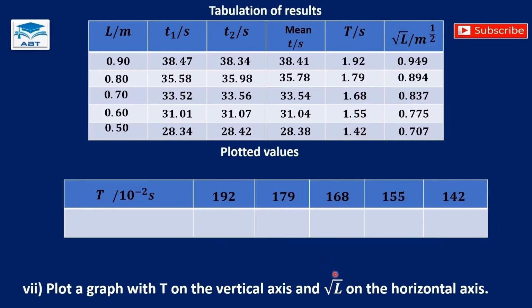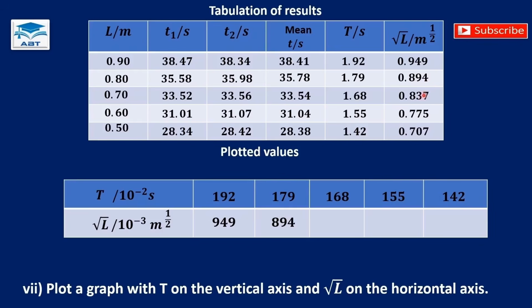For the values of root L, we have the first value to be 0.949, which is also going to be challenging to plot directly on the graph. So we are going to move the decimal point 1, 2, 3 to the right and record this as 949 times 10 exponent negative 3, because we moved it 3 times to the right, and the unit is meters exponent 1/2.